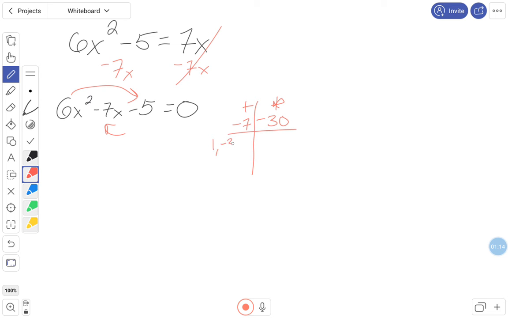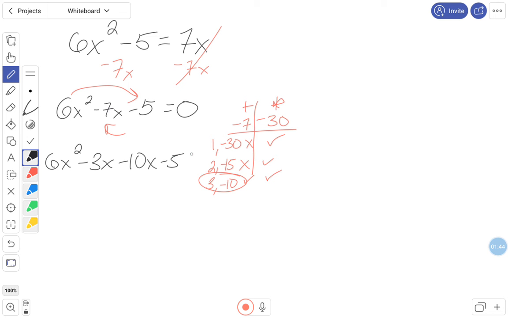1 times negative 30 is negative 30, but that's not negative 7. 2 times negative 15 is negative 30, but not negative 7. 3 times negative 10 is negative 30, and hey, it is negative 7. Okay, those are two numbers. So now I have my 6x squared minus 3x minus 10x minus 5, and it does technically still equal 0.